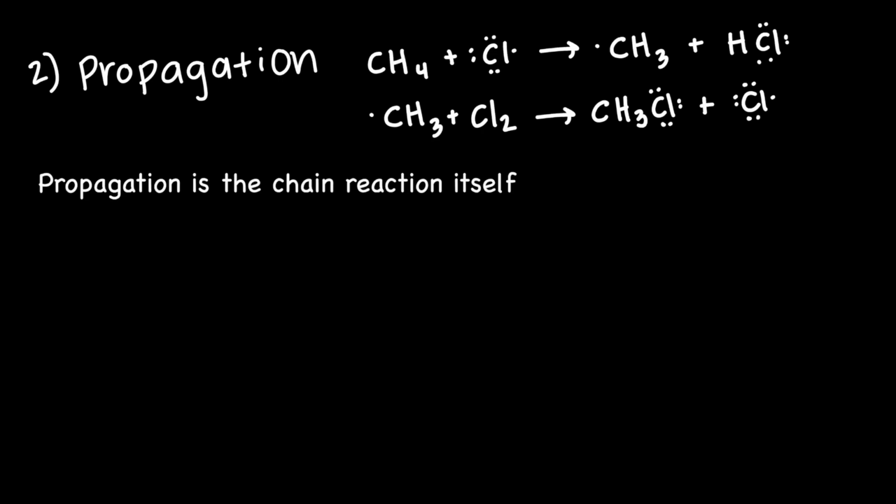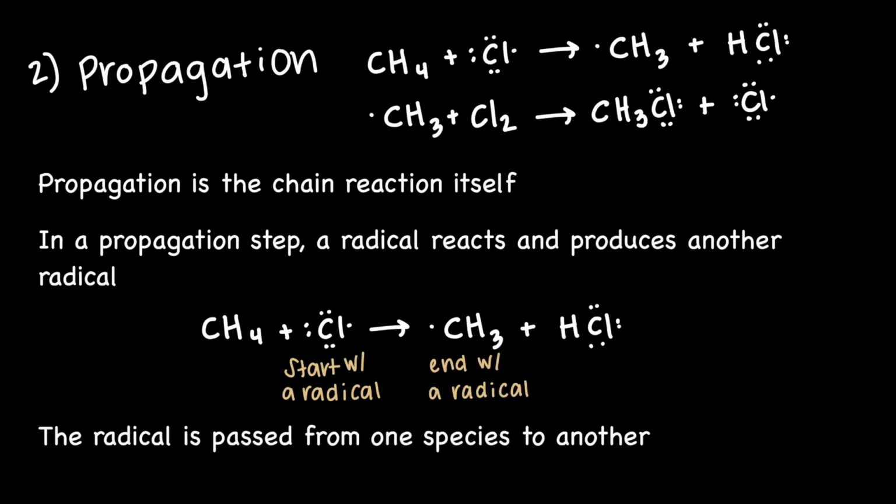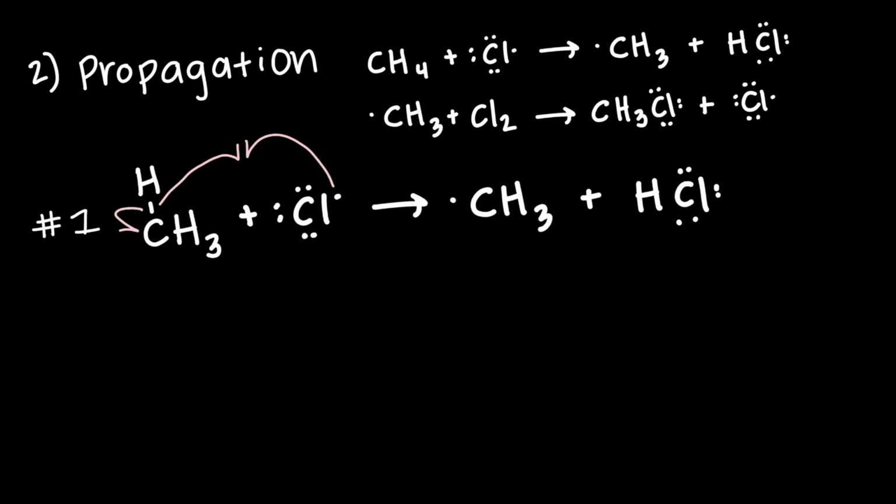Now let's move on to propagation. Propagation is the chain reaction itself. In a propagation step, a radical reacts and produces another radical. Notice the pattern. We start with a radical, we end with a radical. The radical is passed from one species to another. The chain continues.